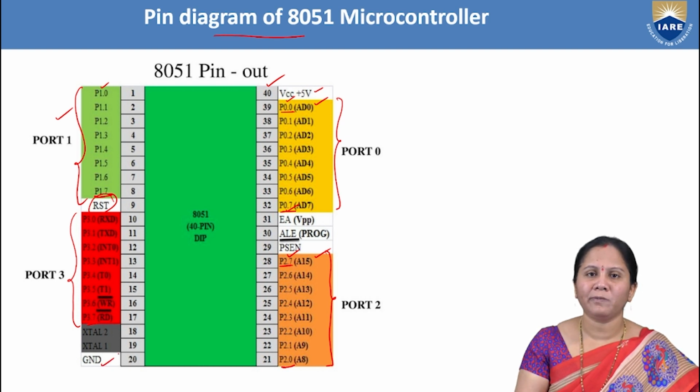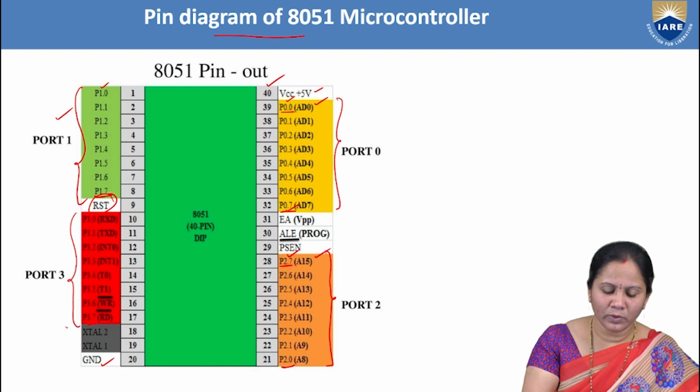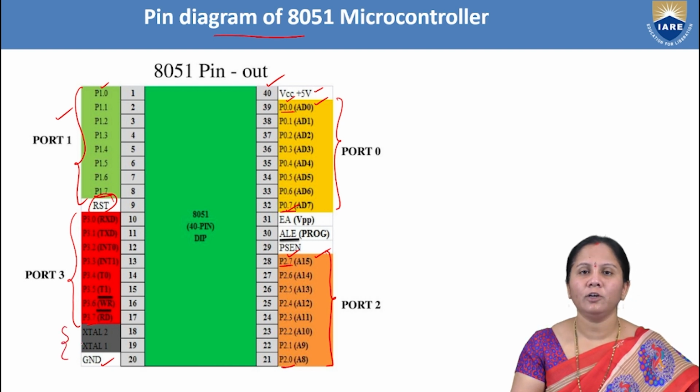So these are the 2 power supply signals. And here you can see XTAL1 and XTAL2. These are the crystal oscillator signals that are related to the clock unit, which is going to produce the clock frequency.